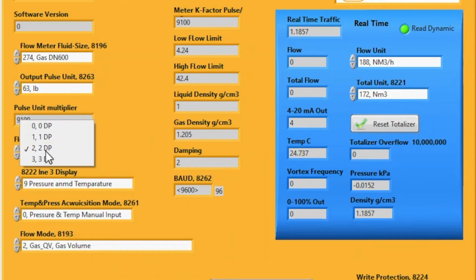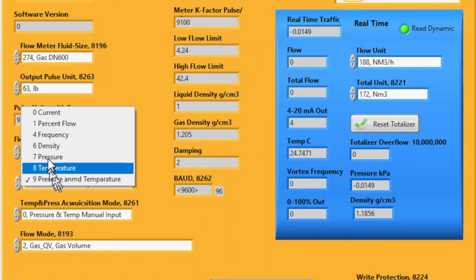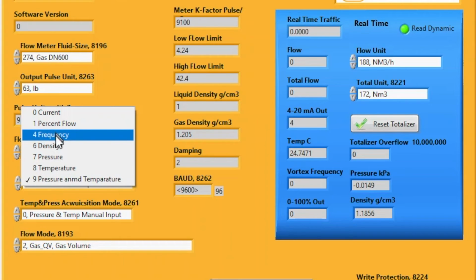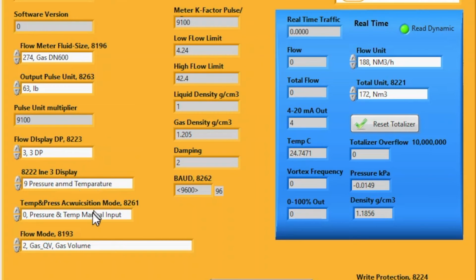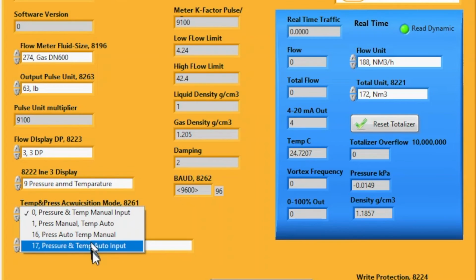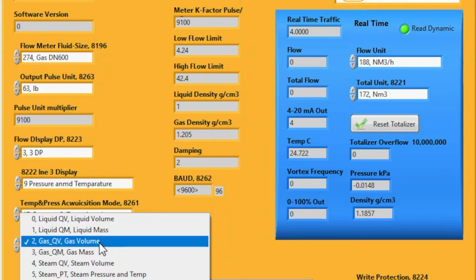You can either have the number of decimal points on the rate here. This is for the line 3. I would usually select pressure and temperature unless you want to spy on the frequency or you care about the current. You can look at one of those as the third line. The purpose of this is for a multivariable flow meter. We have this 17, and this is mostly for SCFM.